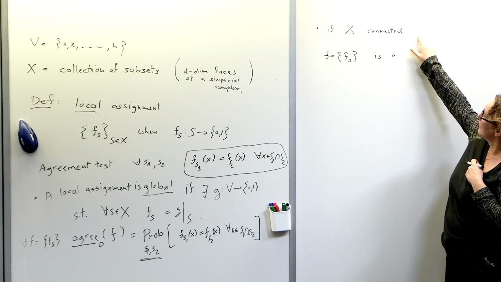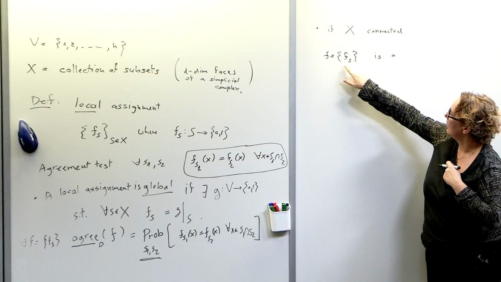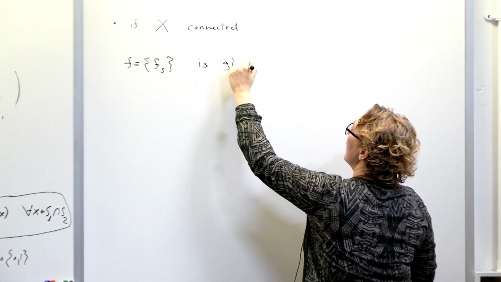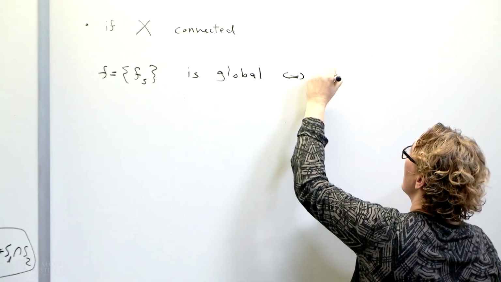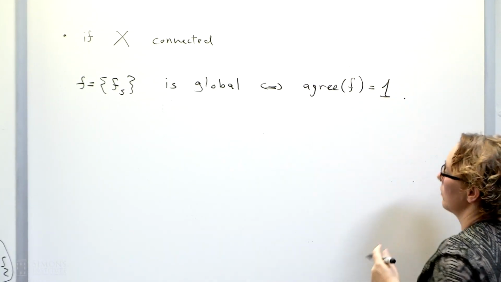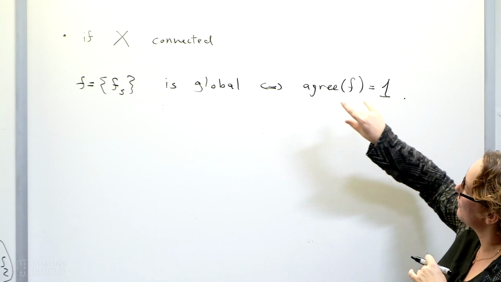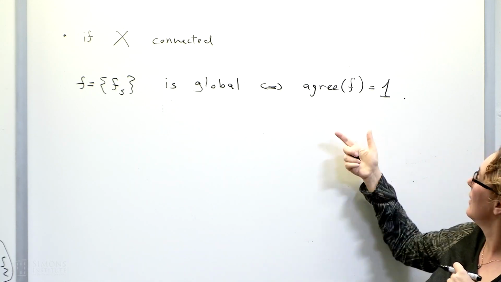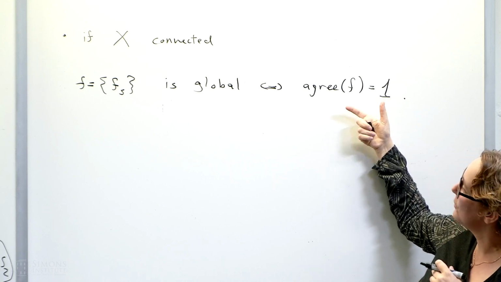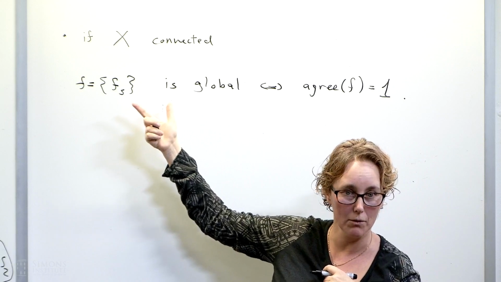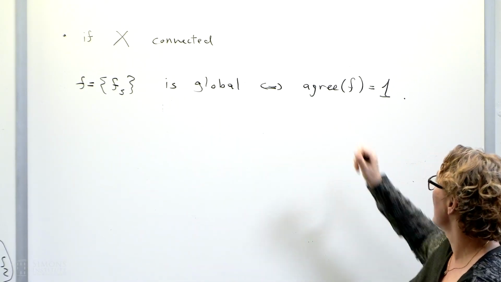Okay, so now complete the sentence here. If X is connected, then a local assignment is global if and only if the agreement is 1. Of course, if it is global, then all the agreement tests succeed. That's obvious. And if all the agreement tests succeed, you need some connectivity requirement to say that it means that it is global. So this is nice.